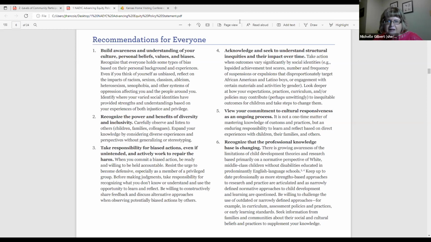I'm going to end this section by just hitting briefly on number 6, recognizing that our professional knowledge base is changing. I think that we see this in early childhood in the direct service with childcare providers, but I think there's a direct application here in terms of home visiting as well, in taking that intentional opportunity to look at policies, to look at procedures, to look at application processes, things like that.